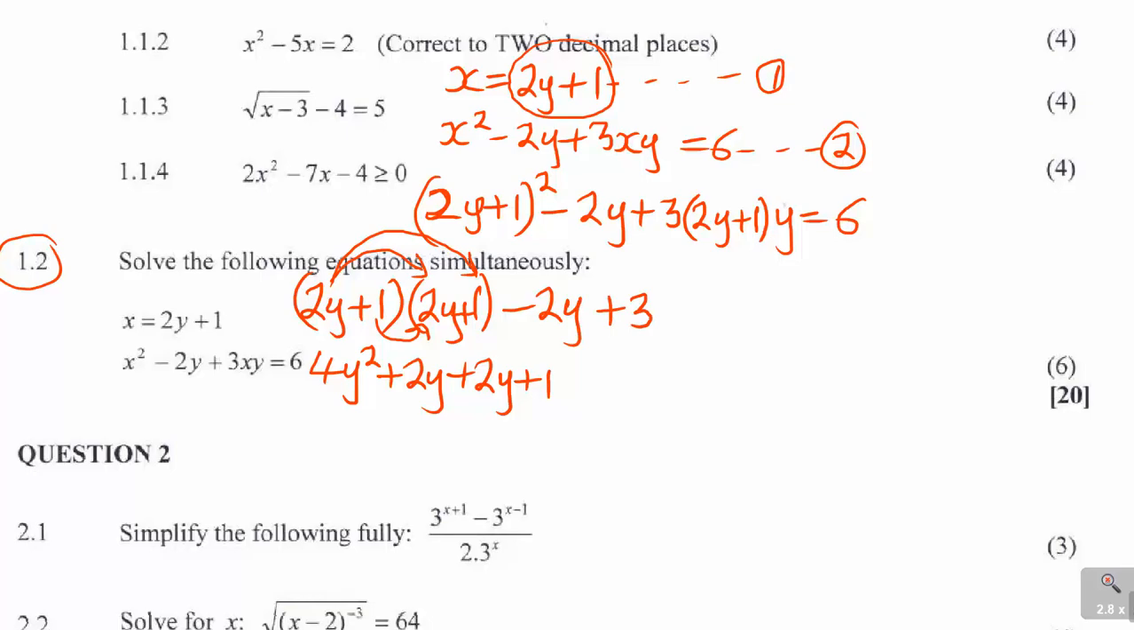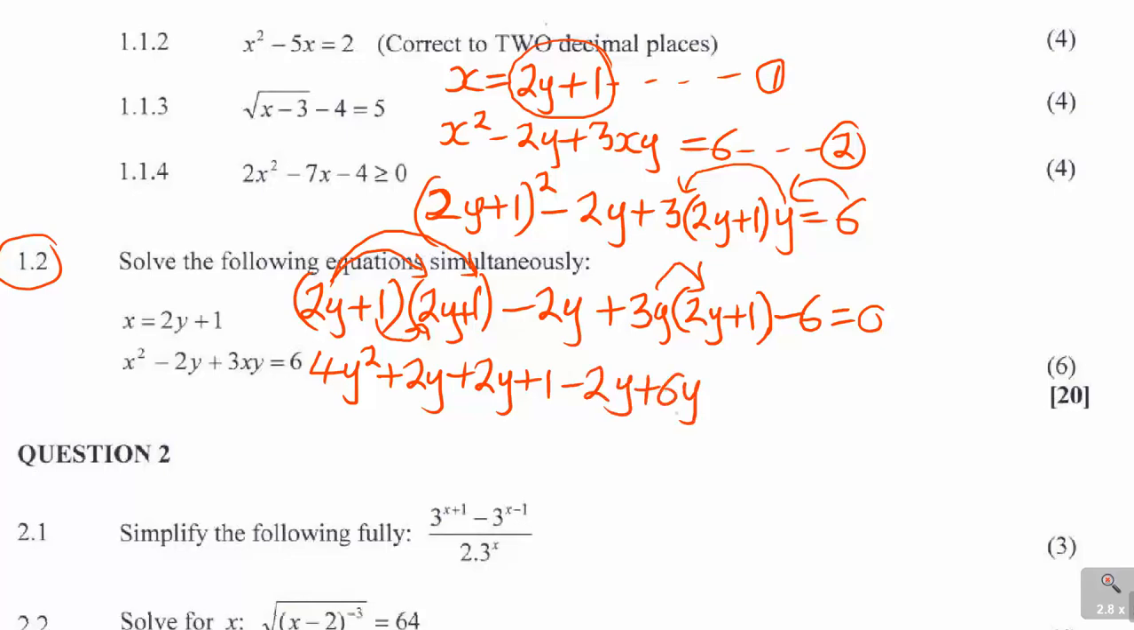Now this y, it's good to put it just next to 3 so that it multiplies once. 3y times 2y plus 1. Then take the 6 to the other side to become negative 6 is equal to 0. Now the 3y multiplies 3 times 2. So we had that minus 2y. The 3y, 3 times 2 is 6y squared, because it's 3y times 2y. 3y times 1 is plus 3y, minus 6 is equal to 0.